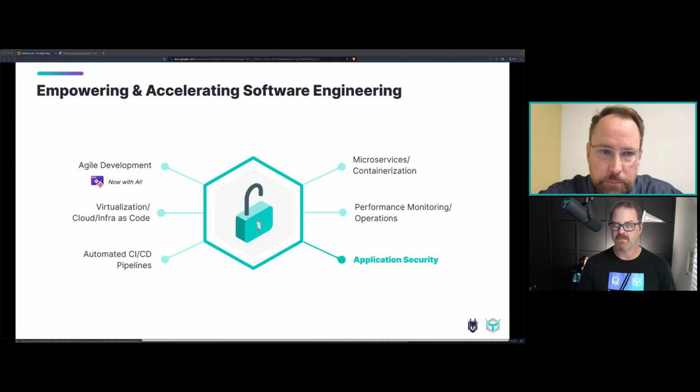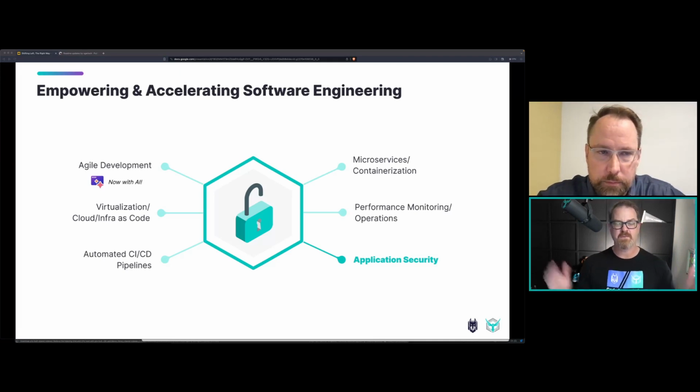Yeah, excellent point. And hopefully that's why everyone's here: I'm on a journey, or I'd like to be on a journey, of shifting left, shifting application security left. So hopefully that's why you're here. So let's talk a little bit about the benefits of shifting left.